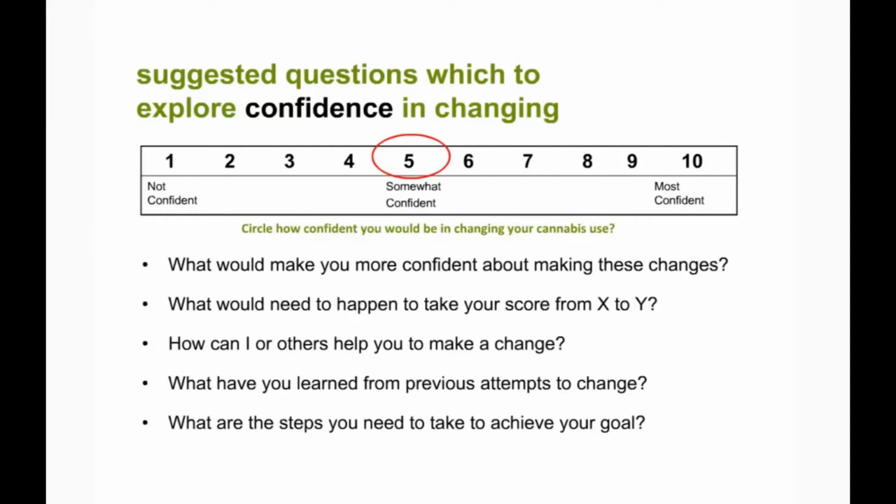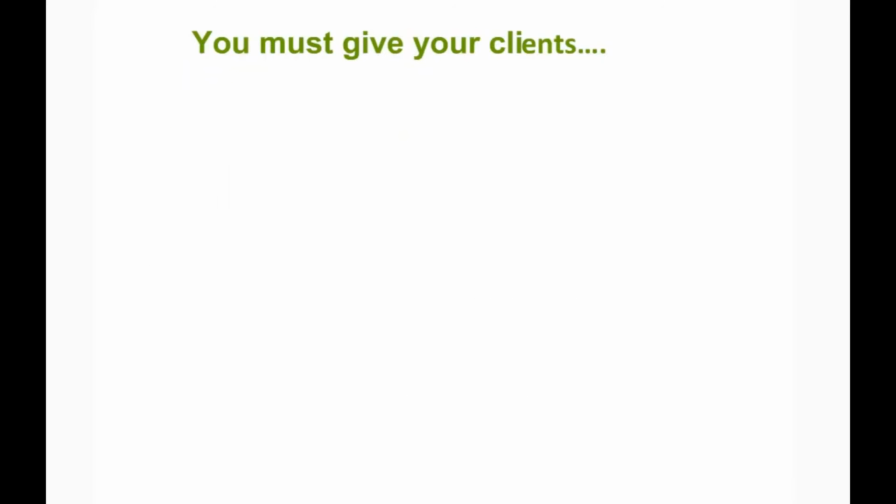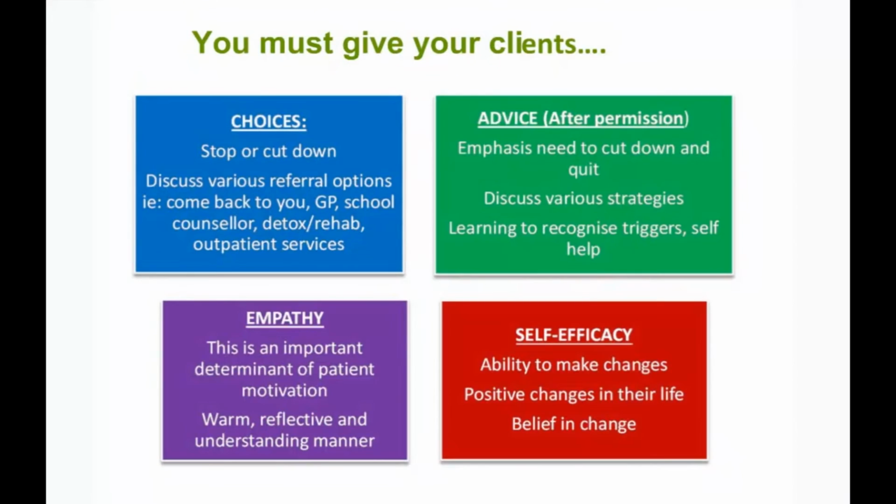You might ask about previous attempts and see what's helped or what hasn't helped. And I guess, what steps need to be achieved in order to achieve his goal. Now, it is advisable that you give clients choices. Again, stop, cut down, whatever, and discuss the various referral options. As I said, this is part of FRAMES. This is the menu. These are the choices. Come back to see you, see his GP, whatever.